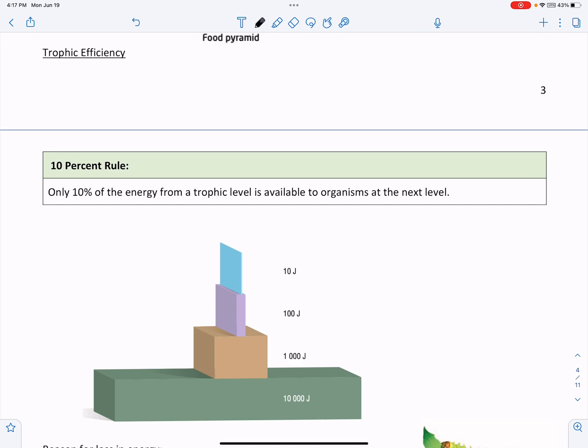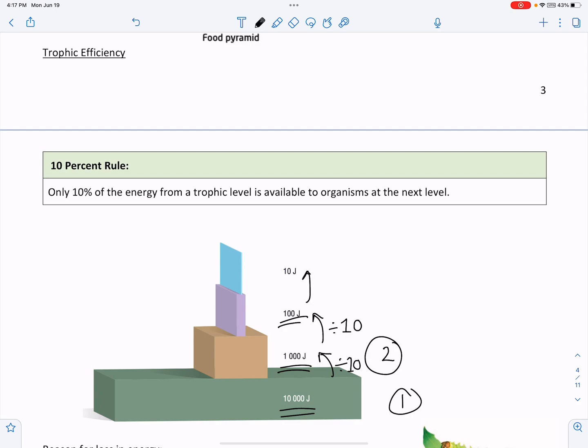If you look at the first trophic level, you'll notice that there are 10,000 joules of energy. When we move to the second trophic level, there are only 1,000 joules of energy available. It's as if we divided the amount of energy available in the level below by 10. This same pattern occurs every time you move up a trophic level. The amount of energy that's available is only 10% of the energy available at the level below. This is called the 10% rule.